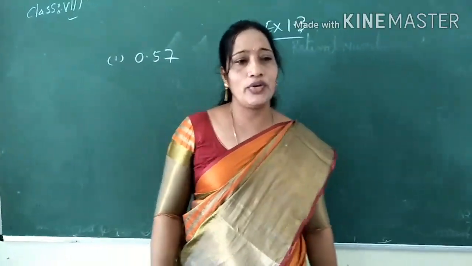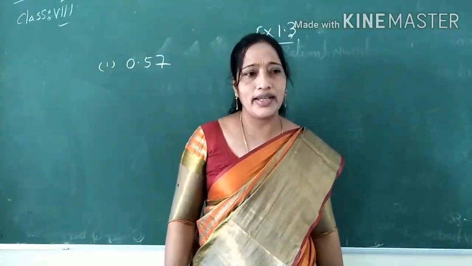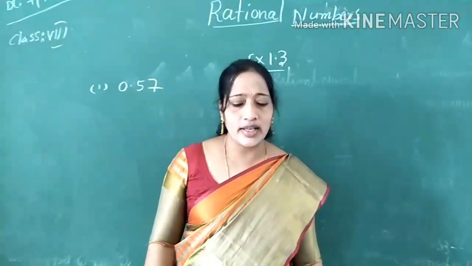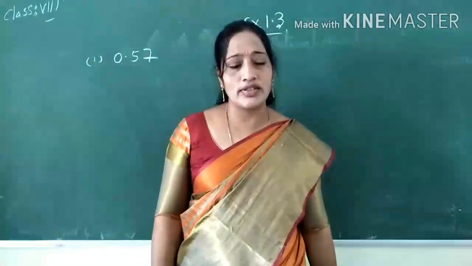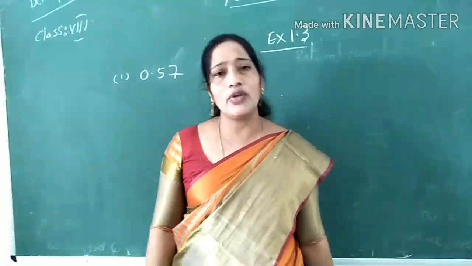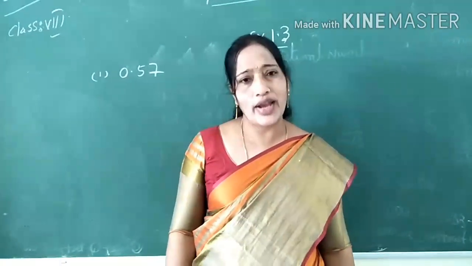Children, I hope you understood terminating and non-terminating decimals properly. Now we are going to exercise 1.3. What do we find in exercise 1.3? First one: express the following decimal forms in p by q form. Already we know p by q form is nothing but fraction form.